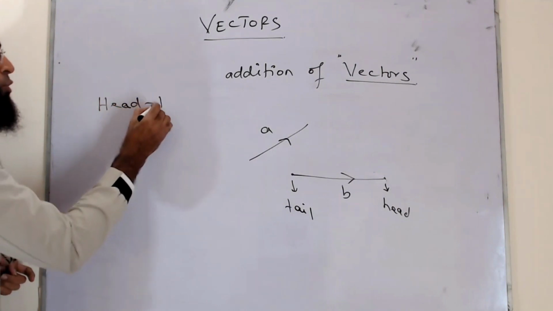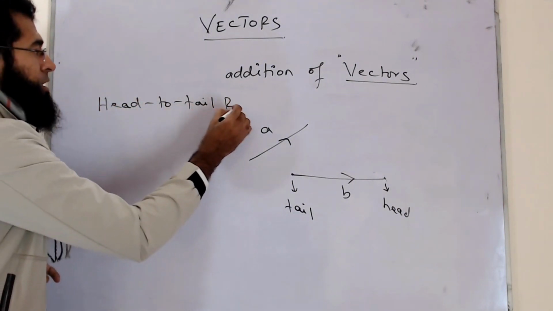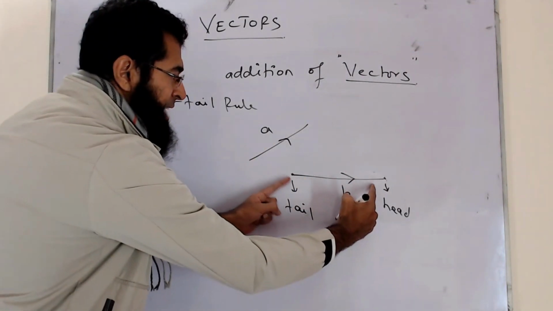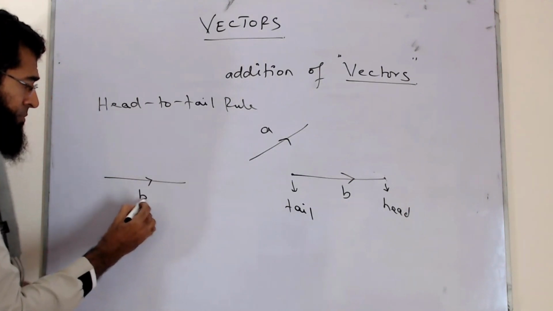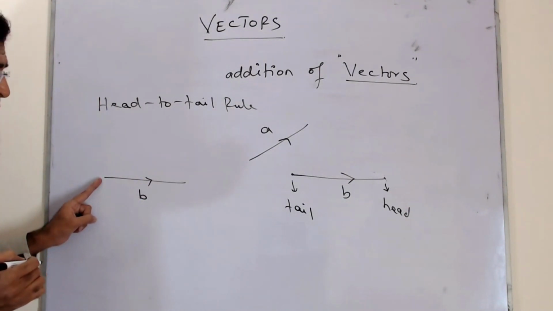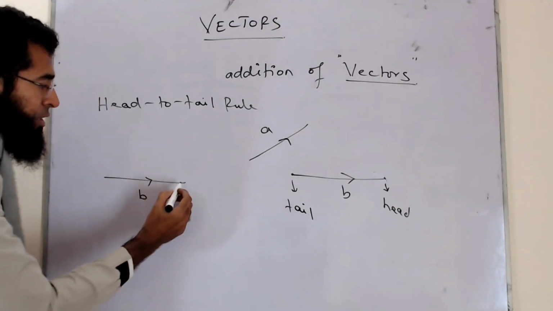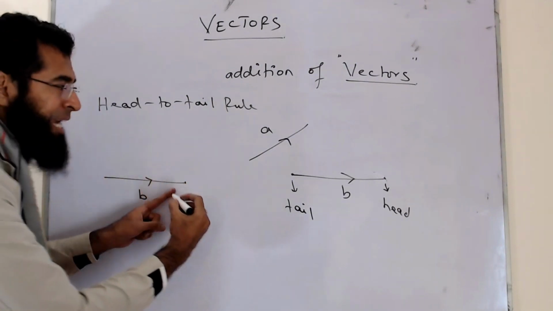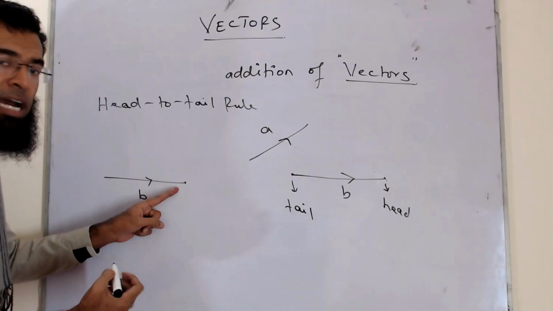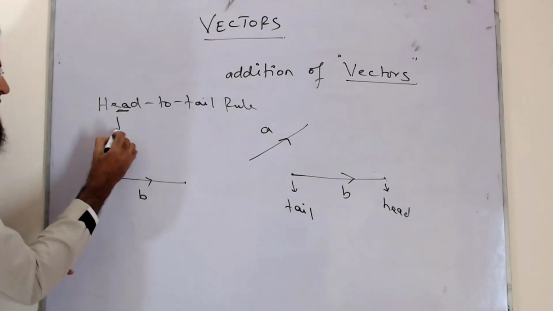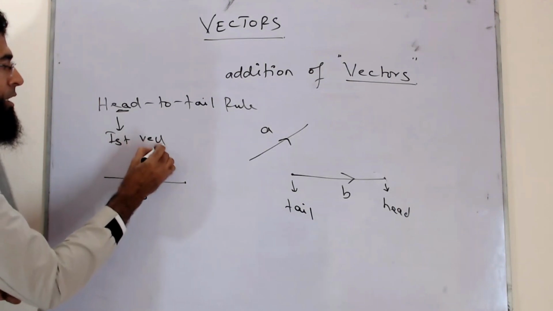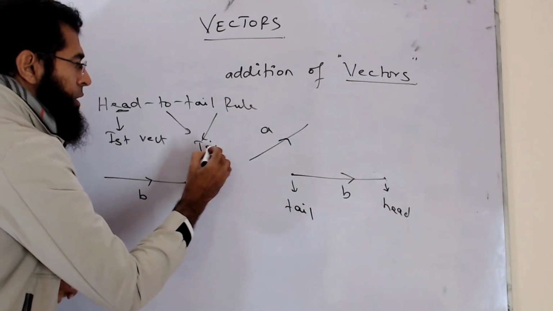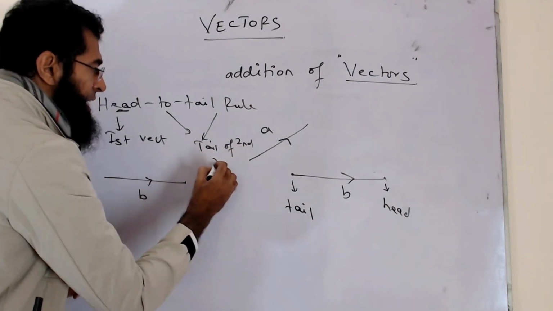Head to tail rule, right? So what is this rule? That is how you add two vectors. Let's take vector B. This is the tail, the starting point, and this is the ending point, the head of this vector, right? So, head to tail rule. If you want to add another vector to it, you connect the head of the first vector to the tail of the second vector, right?